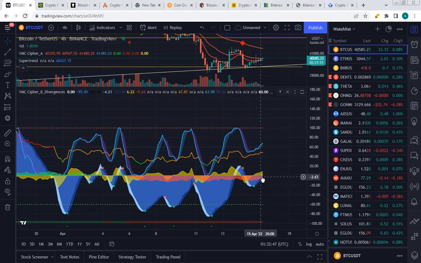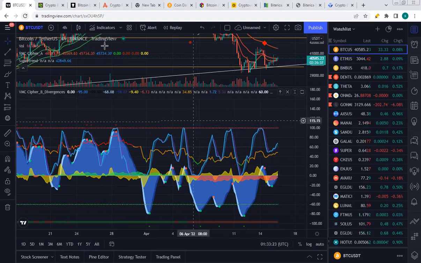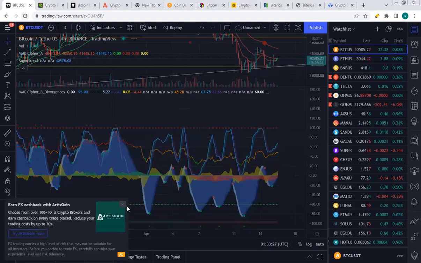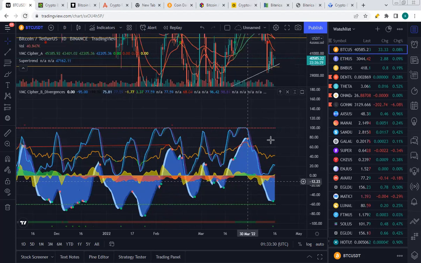Money flow is moving to the upside. And some of this red may start to turn into green here. Interesting chart, and the RSI is nowhere near the overbought mark here. So let's go to the daily and see what the daily can show us.